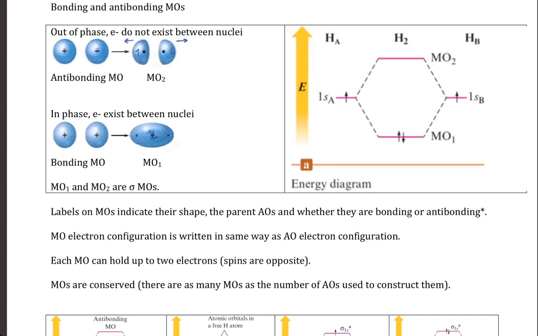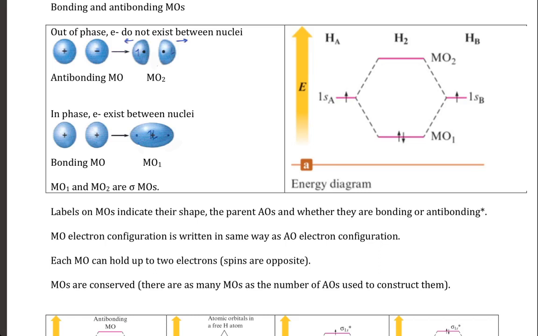Both of these MOs, the one called MO1, the bonding MO, and the one called MO2, the anti-bonding MO, both of these are sigma MOs because they come about from the head-on overlap of atomic orbitals.